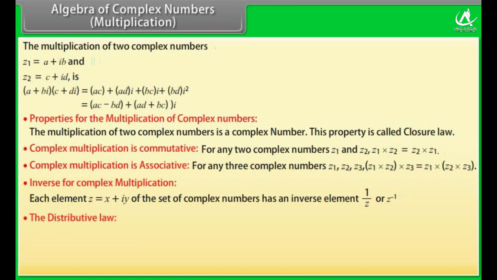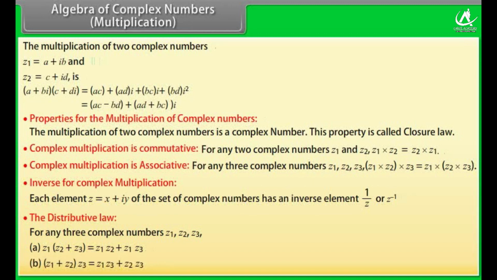The distributive law. For any three complex numbers z1, z2, z3, z1 into z2 plus z3 is equal to z1 into z2 plus z1 into z3. z1 plus z2 into z3 is equal to z1 into z3 plus z2 into z3.